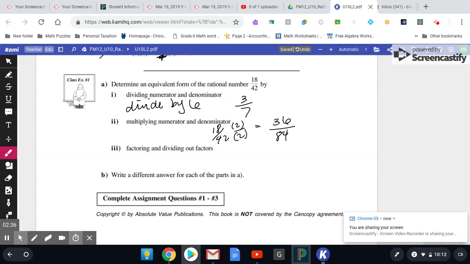So we'd have 36/84. Now, if we factored first, that would mean to break it into its parts. 18 could be broken into 6 and 3, and 42 could be broken into 6 and 7. Then you could cancel those like factors and get 3/7. It says write a different answer for each of the parts in A. So you could do this lots of ways. Instead of dividing by 6, there are lots of ways that we could divide. I'm not going to go into that. Let's turn the page.